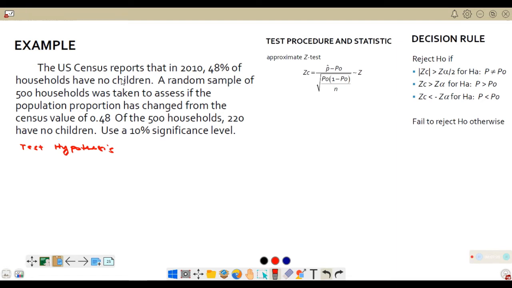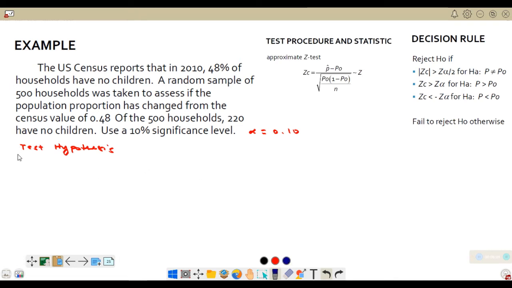The US Census reports that in 2010, 48% of households have no children. A random sample of 500 households was taken to assess if the population proportion has changed from the census value of 0.48. Of the 500 households, 220 have no children. Use a 10% significance level. Ayan, nakasulat na dito yung confidence level natin, which is 90%. And our alpha is equal to 0.10.